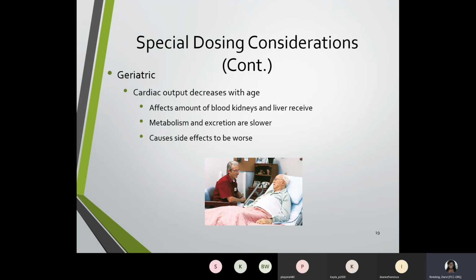So things to consider when dealing with medications for the geriatric population is that their cardiac output decreases with age. Cardiac means pertaining to the heart. So because the cardiac output decreases with age, there can be some major effects, such as the amount of blood. This affects the amount of blood, kidneys, and the liver that they receive. The metabolism and the excretion are slower, and then the causes of the side effects could also be worse in the geriatric population.